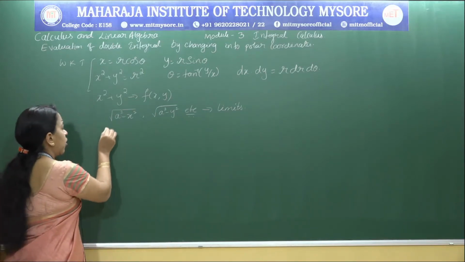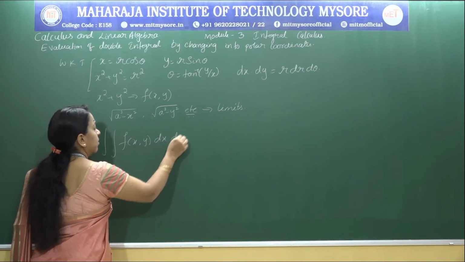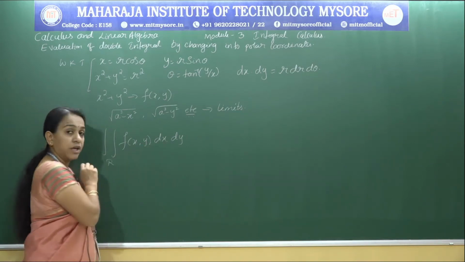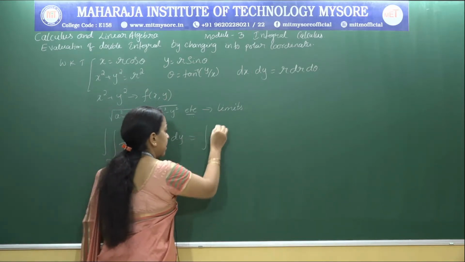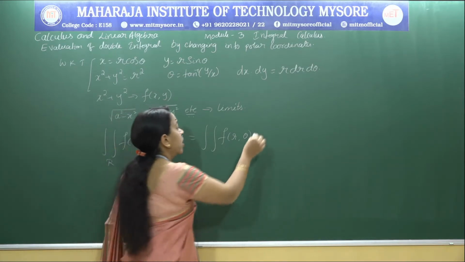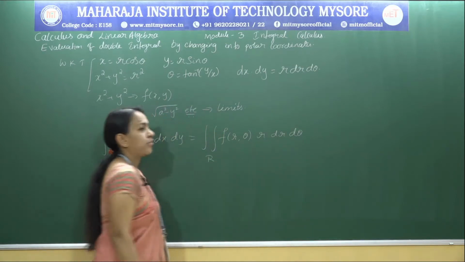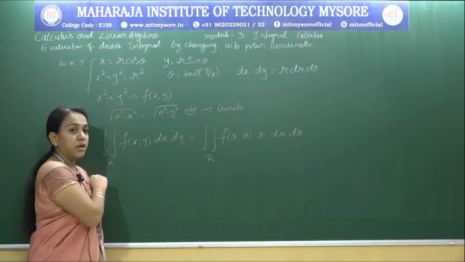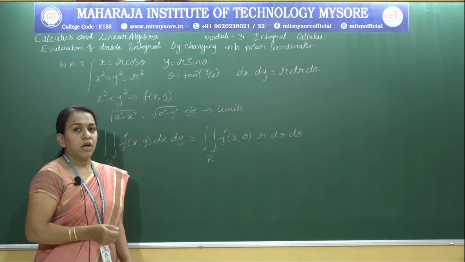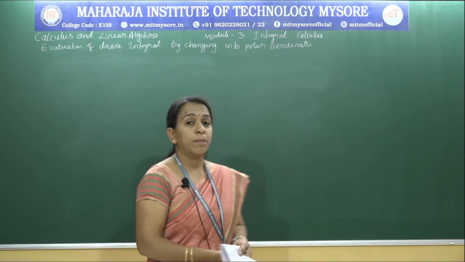So, if we have a Cartesian form double integral like this, that is, the double integral of f of x comma y dx dy over the given region R, that can be replaced by the double integral of f of r and theta, that is a polar form, r dr d theta over the region R. Of course, the limits of x and y will change to the limits of r and theta.